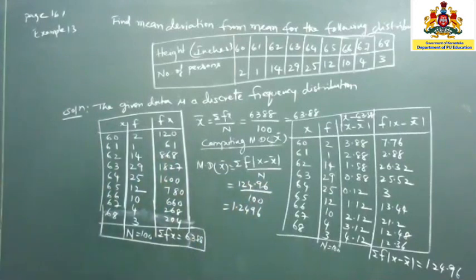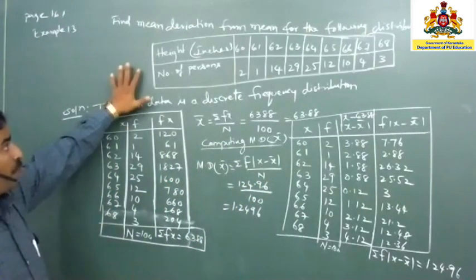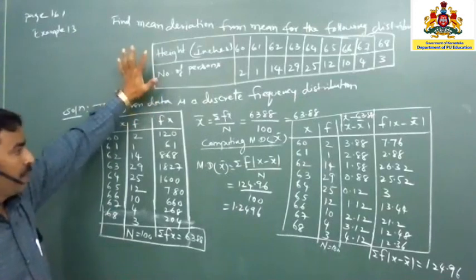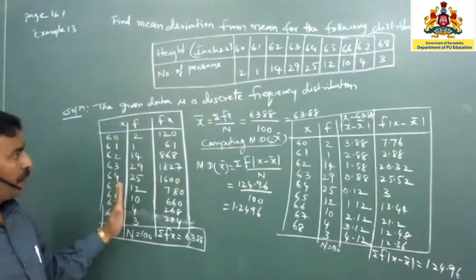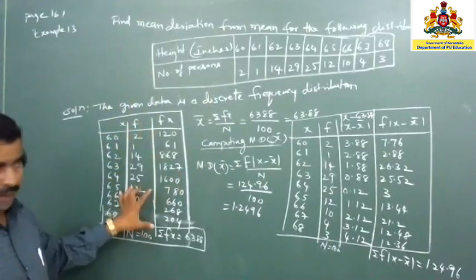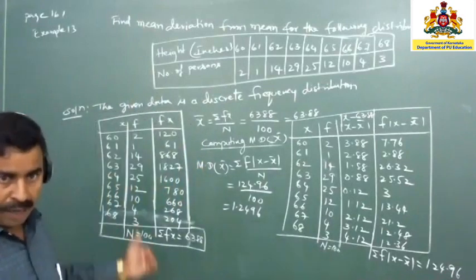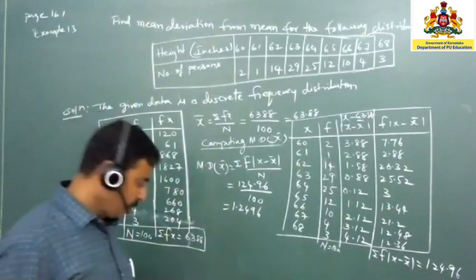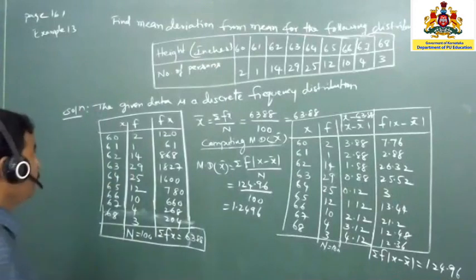So I think you understood the method. For mean deviation from mean for a discrete frequency distribution, you can combine both tables as one table. That is also correct. But here I used one table for calculation and another table for computing mean deviation, according to the textbook. Now I'll complete the sum related to mode for discrete data.